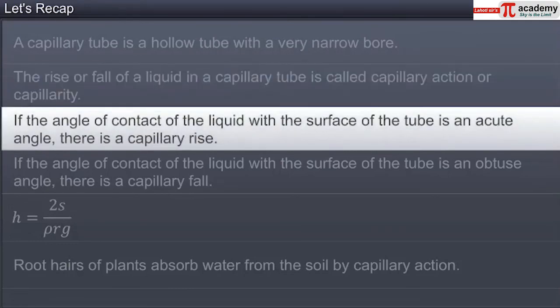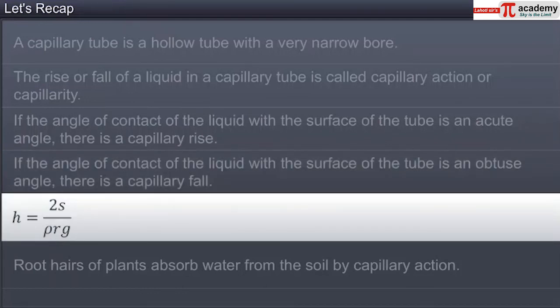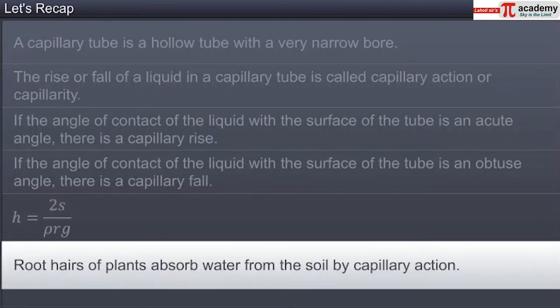If the angle of contact of the liquid with the surface of the tube is an acute angle, there is a capillary rise. If the angle of contact of the liquid with the surface of the tube is an obtuse angle, there is a capillary fall. The expression for capillary rise is h is equal to 2s by rho rg. Root hairs of plants absorb water from the soil by capillary action.